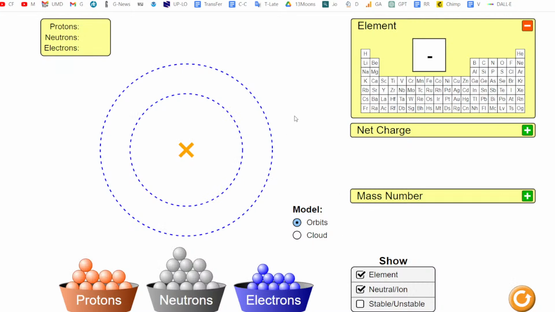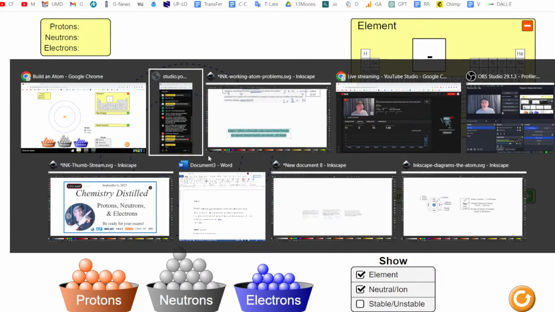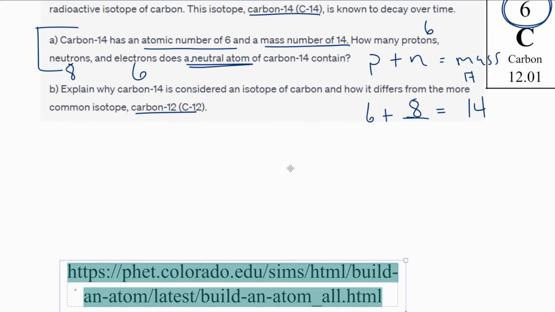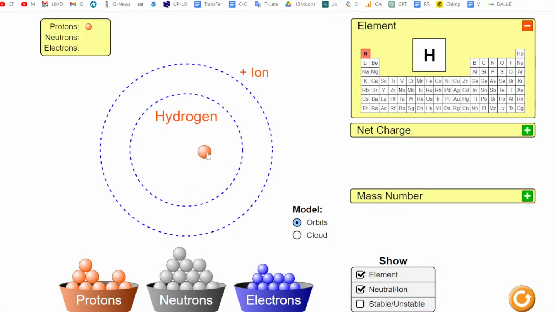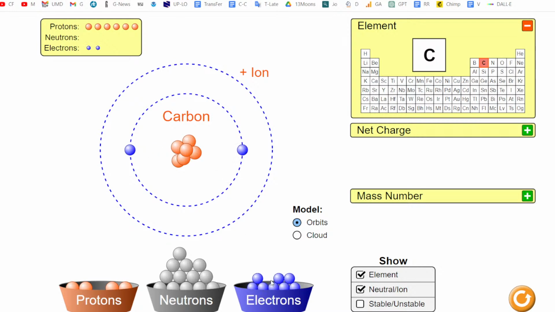So what they're asking us is why it's an isotope of carbon and why does it differ from carbon-12. And really, when you're building these atoms, let's make carbon here. Atomic number 6, we put our 6 protons in here. Protons are positive, so right now it's a positive ion. There's carbon. Let's put 6 electrons, 1s2, 2s2, 2p2.